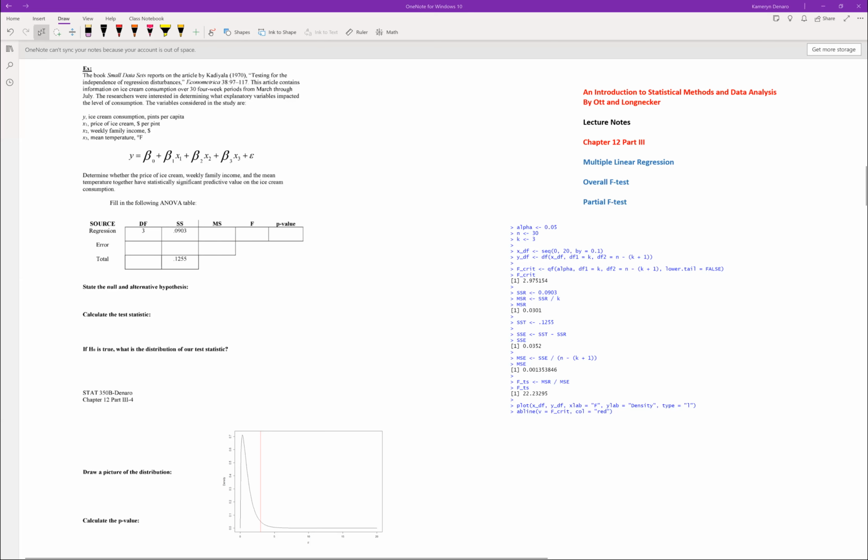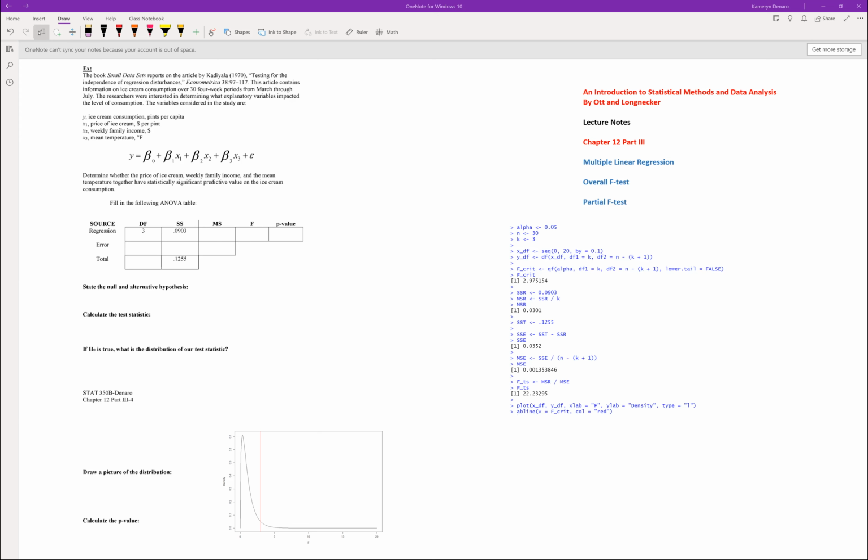The book Small Data Sets reports on the article by Kadiyala, "Testing for Independence of Regression Disturbances" from Econometrica, volume 38, pages 97 through 117. This article contains information on ice cream consumption over 30 four-week periods from March through July. The researchers were interested in determining what explanatory variables impacted the level of consumption.